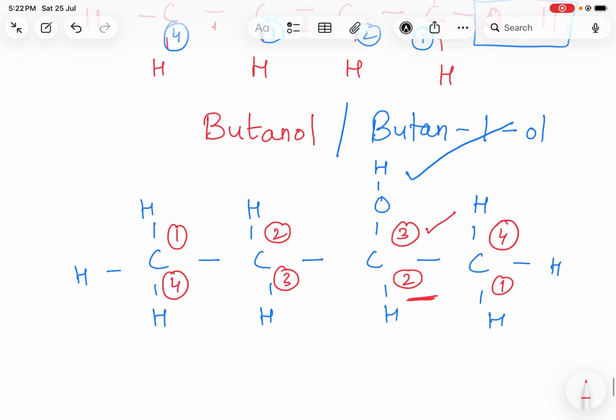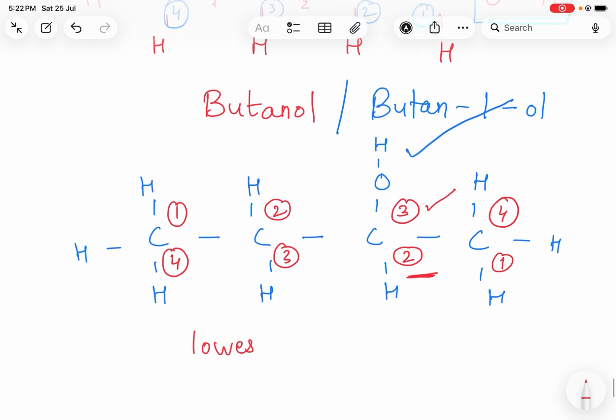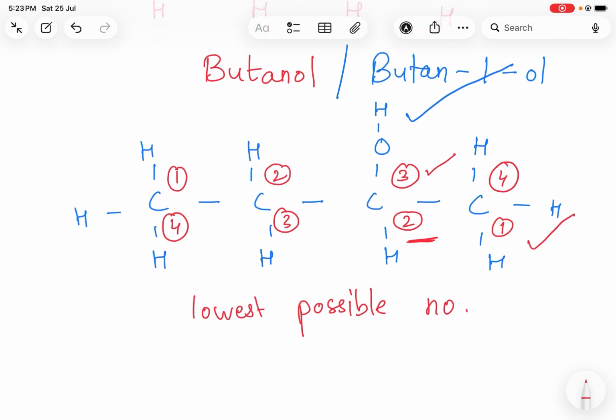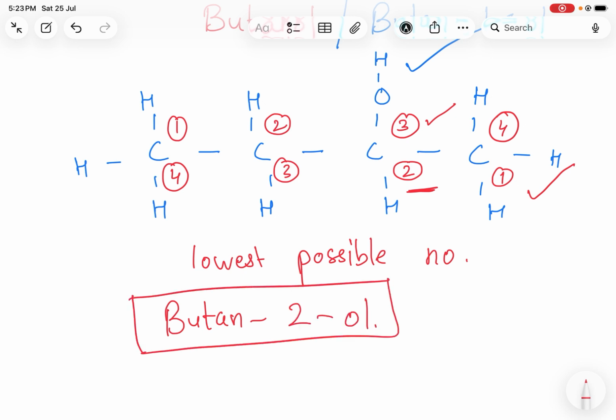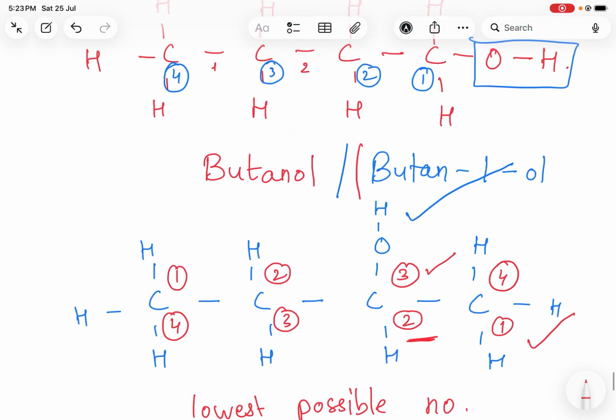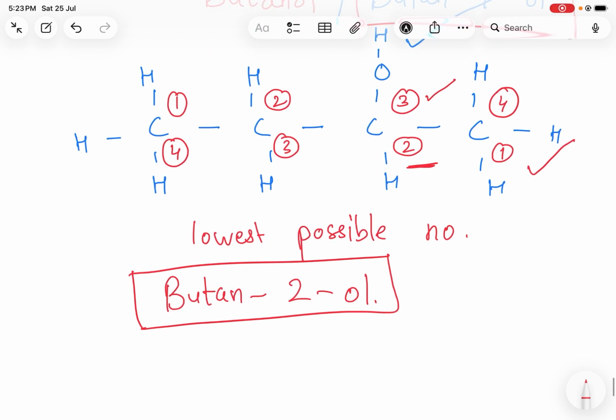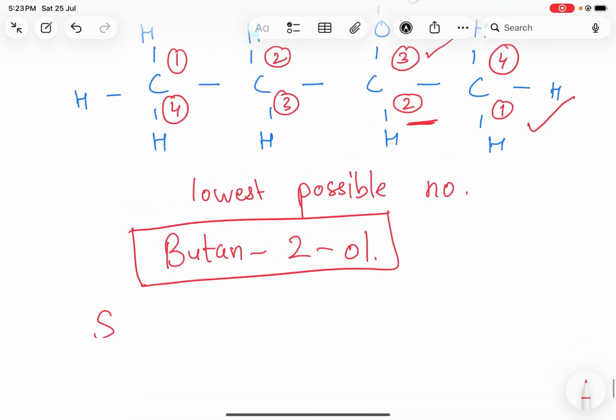We have to always consider the lowest possible number. So in that case, I will go with this numbering between 2 and 3. I will consider 2. So the name here becomes butan-2-ol. Again, butan-1-ol and butan-2-ol are also structural isomers of each other.